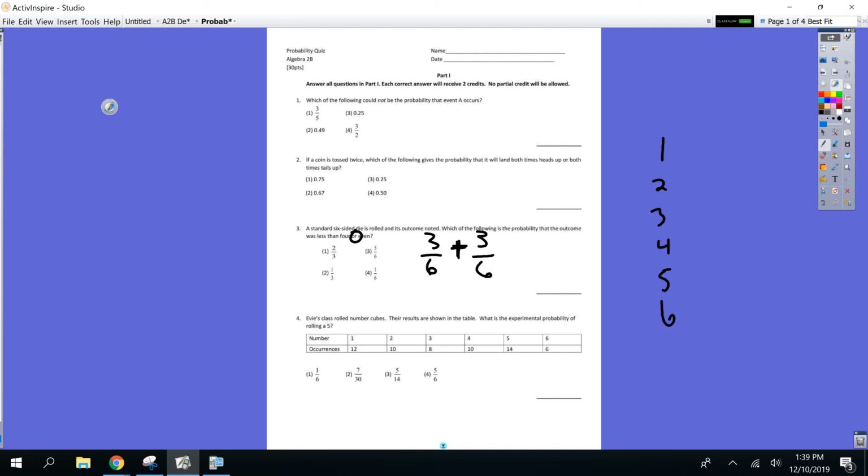That's not going to work though. All right, because when you see the or, you have to think to yourself, is there anything in common? How many are less than 4 or even? Less than 4 or even on the die.